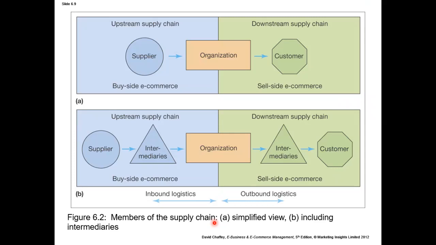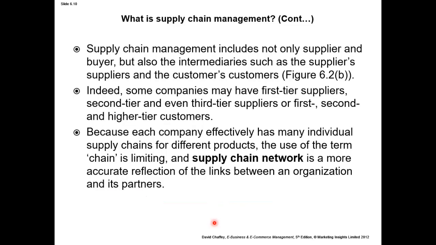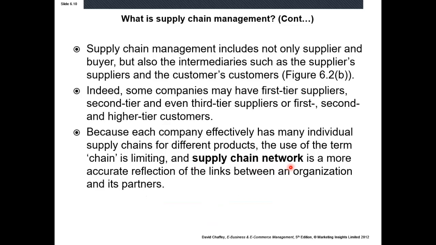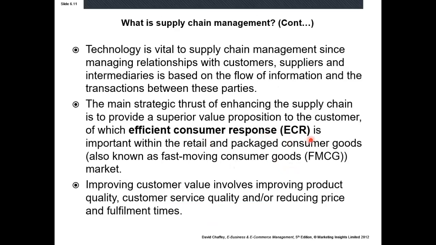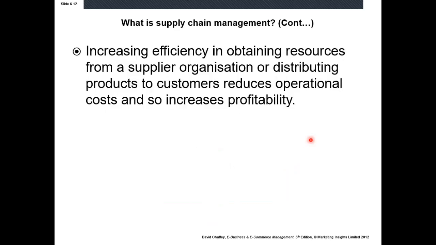Then we related certain parties who are usually involved in the supply chain management process, and we understood that using the term supply chain network is more appropriate than supply chain, because in the current context, organizations get the help of multiple supply chains for different products and services they offer. And then we talked about efficient consumer response and how it is important to deliver superior value to the customer, and also how it is important that organizations increase the efficiency of obtaining resources and distributing products to the customers.